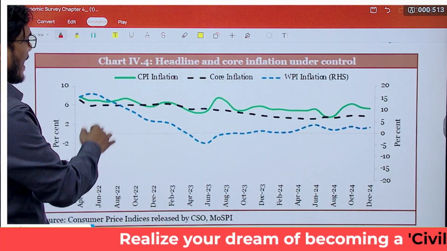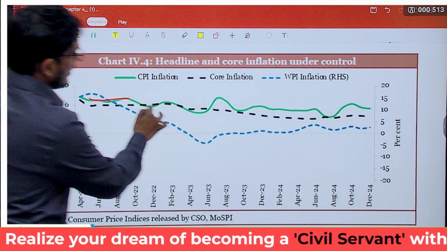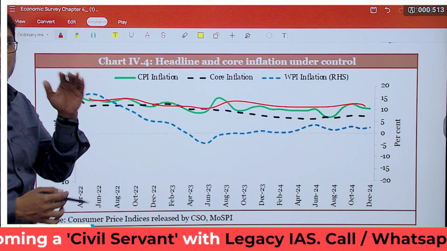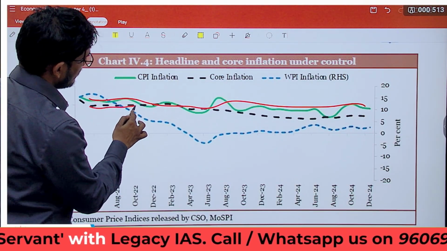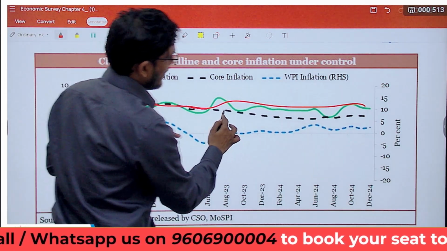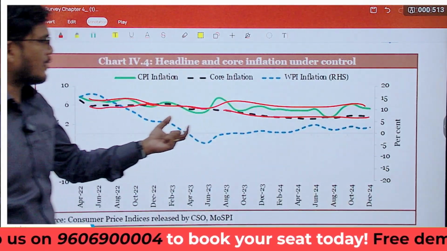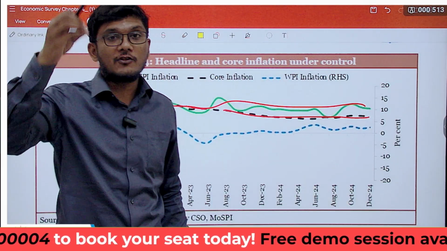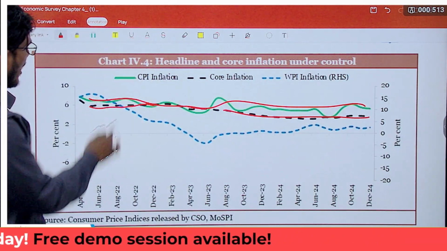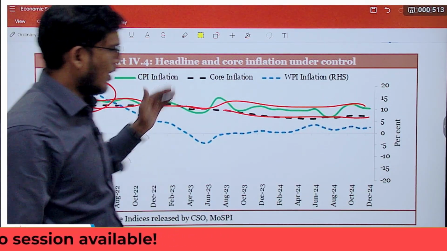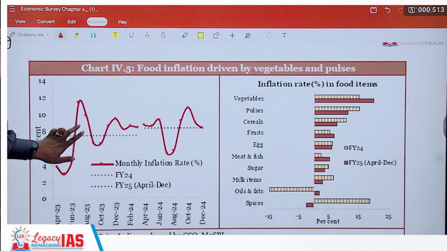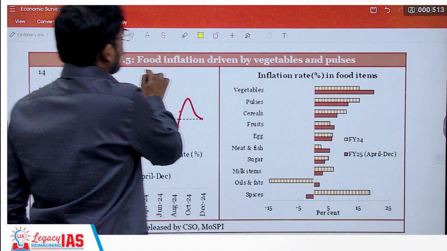So if you see CPI, the overall headline inflation, it has consistently been higher. If you look at core inflation, that means subtracting the food and power, it has been lower. Only at a few stages, here and here, has it gone up. Since core has been lower, you can say that food inflation is on the higher side. Now WPI, the wholesale price index, apart from this phase, has been on the lower side of the consumer price index.